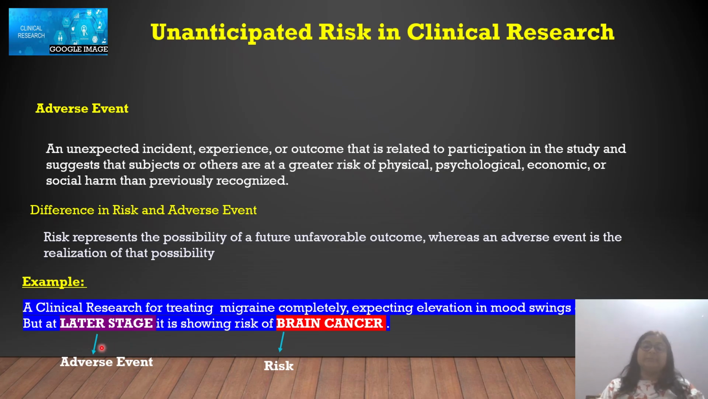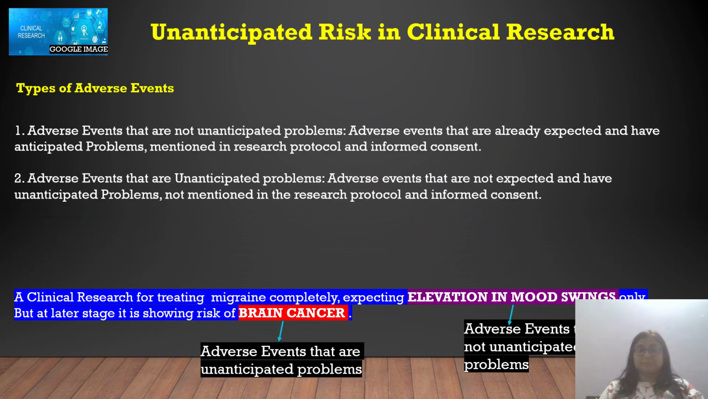So here, at a later stage, there is an adverse event, that is, the incident when they knew, and brain cancer is the risk, because after this stage it can happen, the risk of brain cancer may happen. So I hope now it is clear to you all what the adverse event is and what the difference between risk and adverse event is.